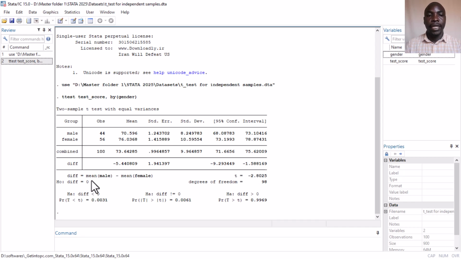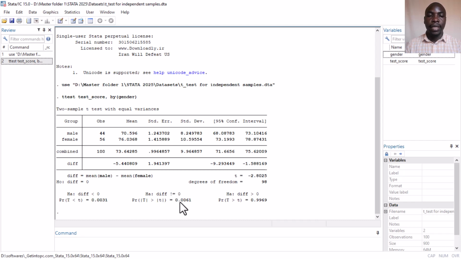For our interpretation, we have got three alternative hypotheses that can be tested against this null hypothesis. Usually, we test the two-tailed hypothesis. If we say the difference is 0, the difference may not be equal to 0. Either males are higher than females or the other way around. That is the two-tailed hypothesis, which we interpret here, saying the difference is not equal to 0.